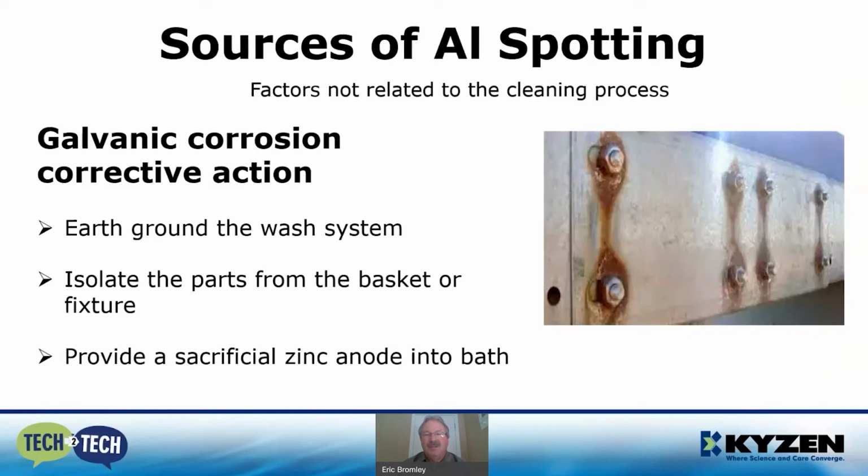And in some of the larger wash baths, or if it's really a big problem, there are even cases where you would provide a sacrificial zinc anode into the bath itself, and it attracts this charge and gets depleted. So the zinc anode basically corrodes rather than the aluminum and the parts.